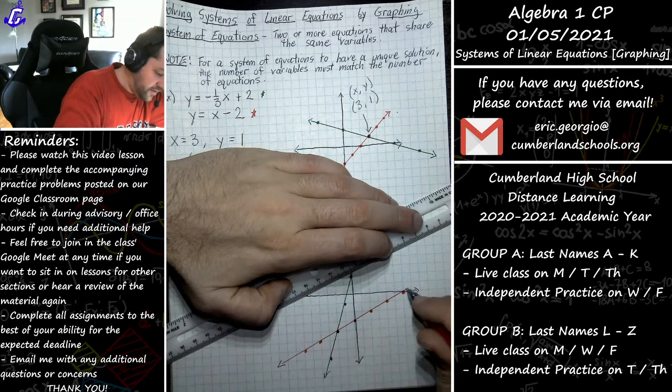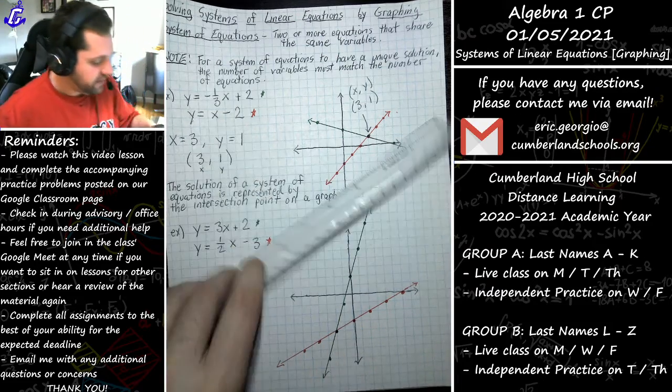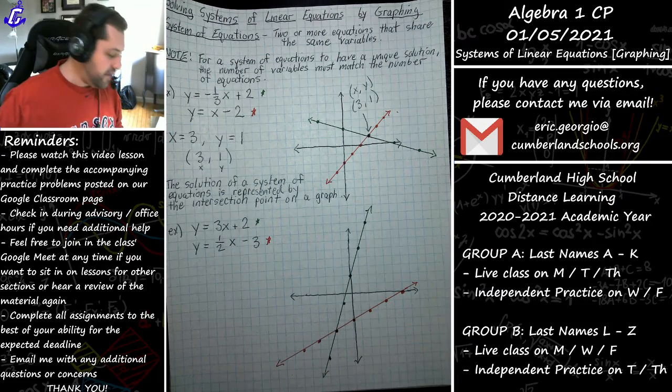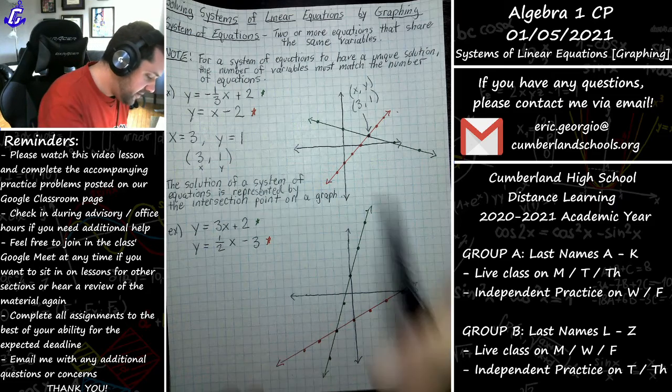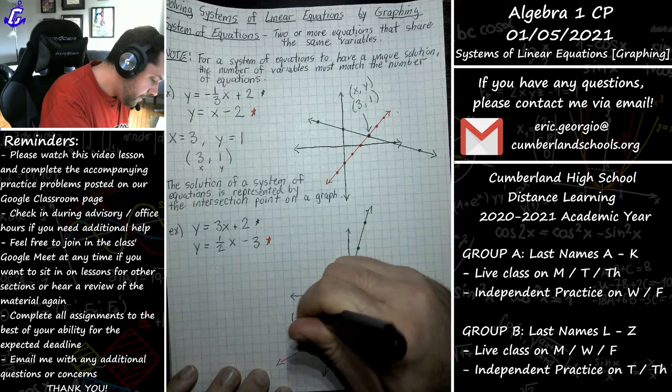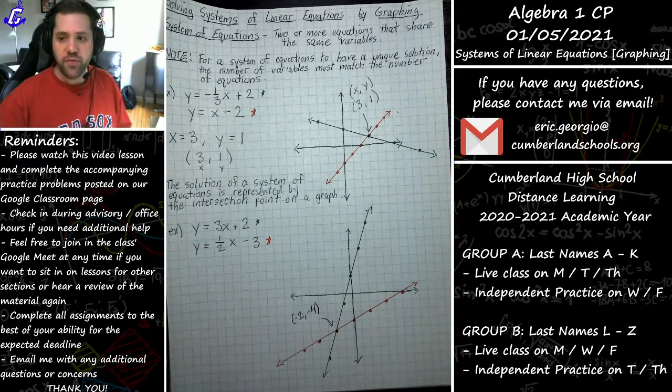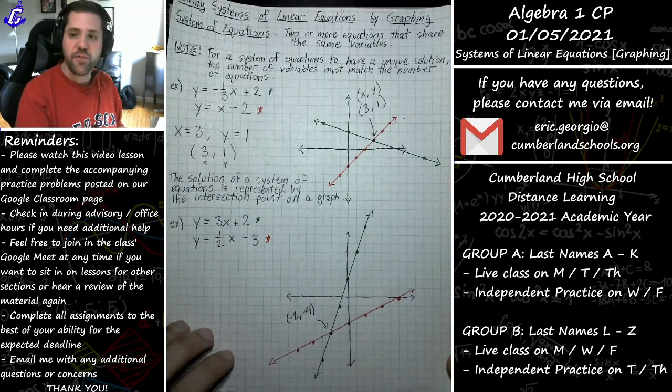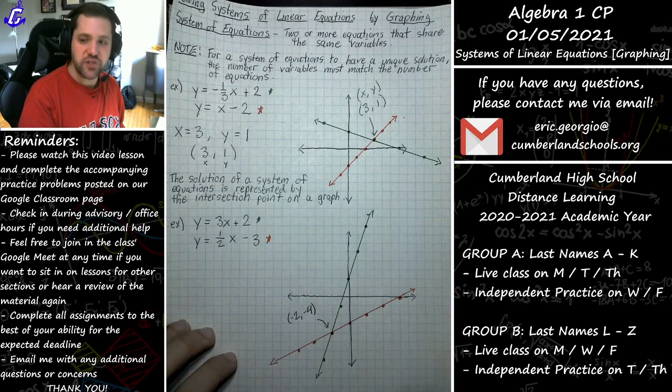And they intersect right here. That line wasn't my best work again, but that's okay. They intersect right here at this point. This coordinate is, let's see, it looks like -2, -4, because that's where both of our lines intersect. And we would therefore say that that is the solution to my system.